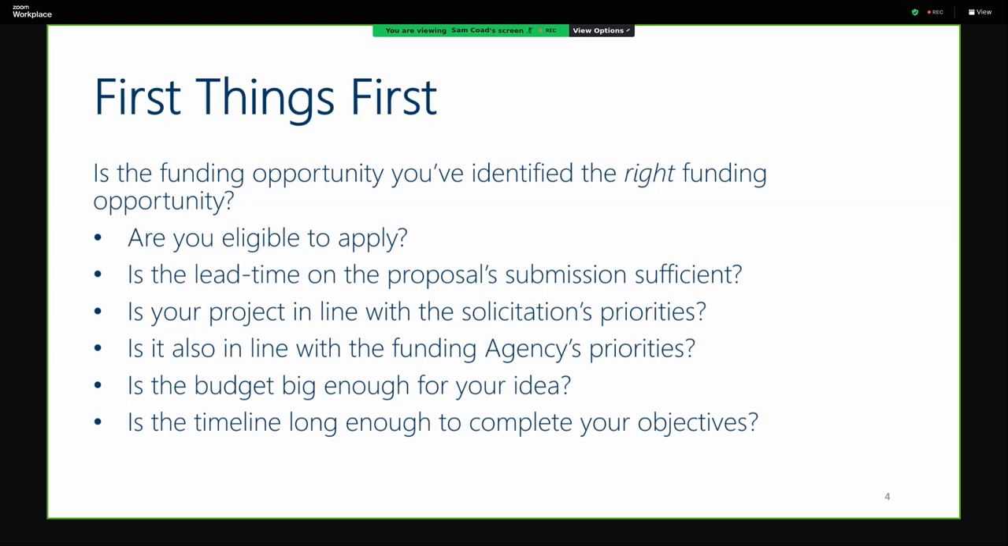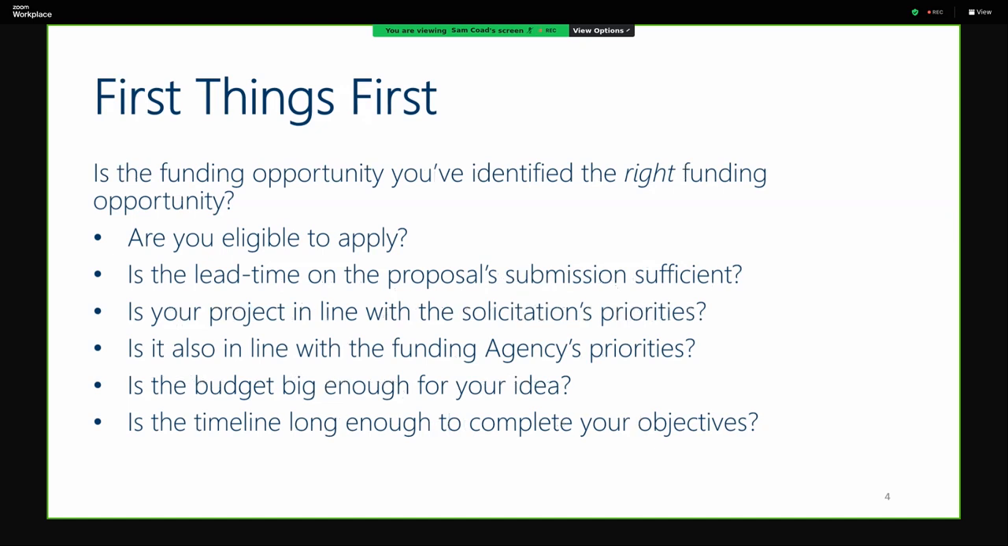And also, is the budget big enough for your idea? If you have a project that is extremely significant and you think that it's going to create lasting impact, you don't want to apply for a grant that's $5,000. So make sure that the budget is big enough for your idea.